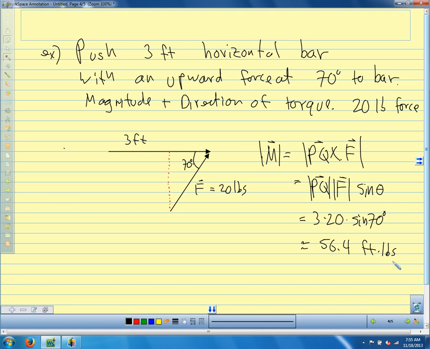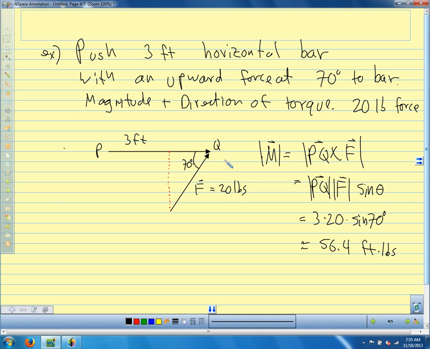And for this situation, if we apply our right-hand rule, because these two are in the plane, our torque vector is going to be normal because it's a cross product. It's going to be normal to both PQ and F. So which direction is our torque going to be?